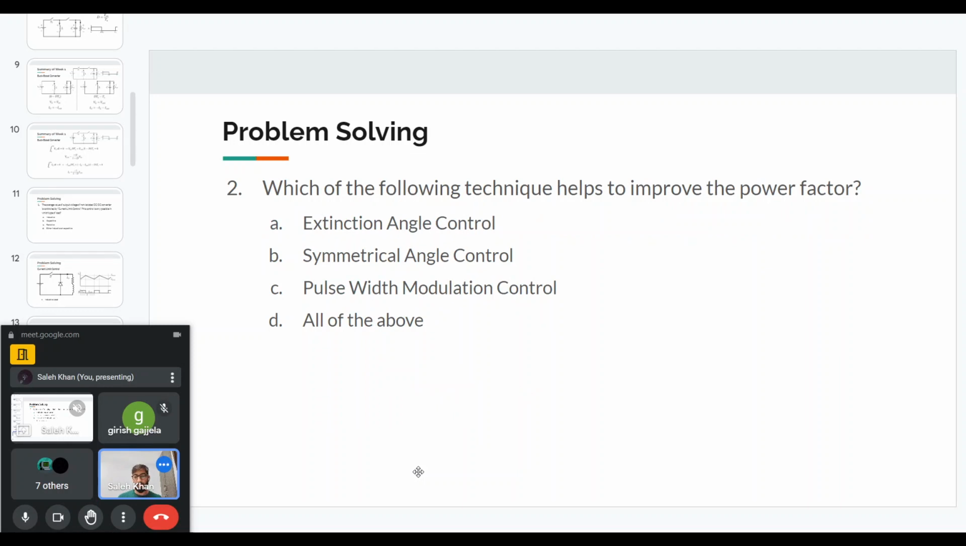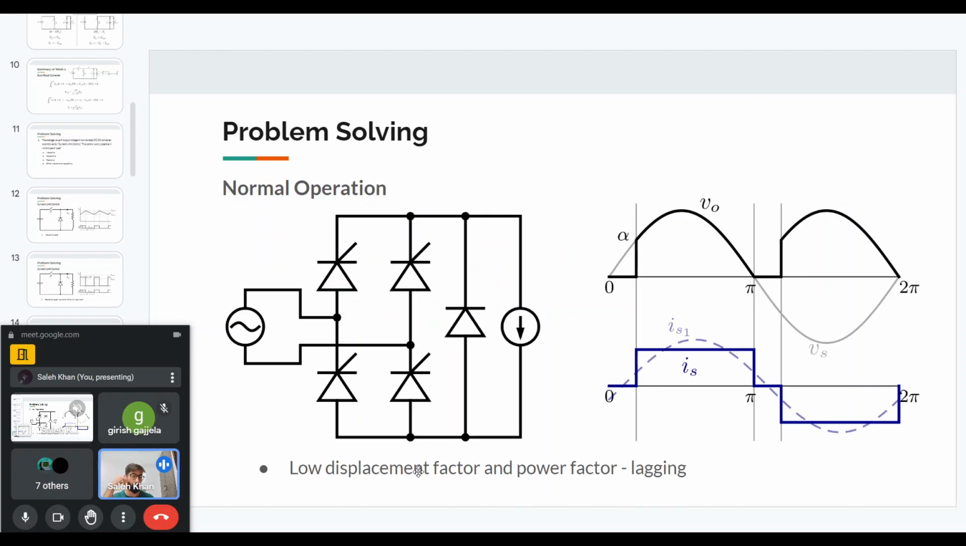So the second question is, which of the following techniques helps to improve the power factor? Those of you who have studied the course lectures, you can mention your guesses. What do you think? Which of these will improve the power factor? Okay, I guess it is known that all three of them will improve the power factor. So let me talk about how they are improving the power factor.